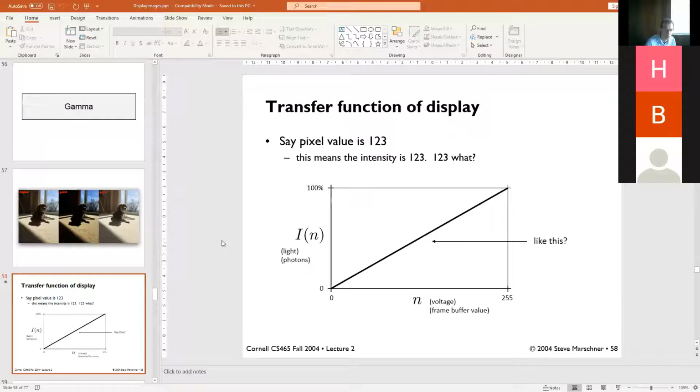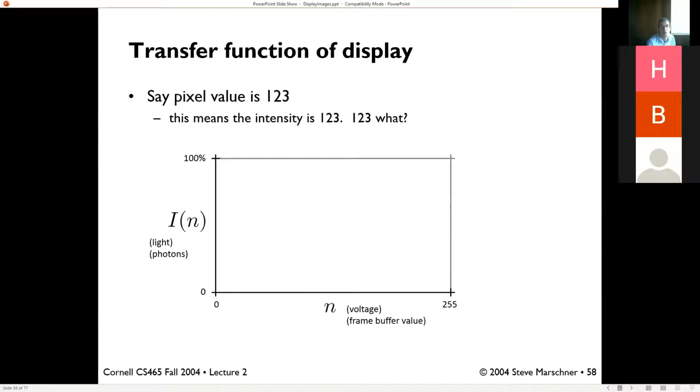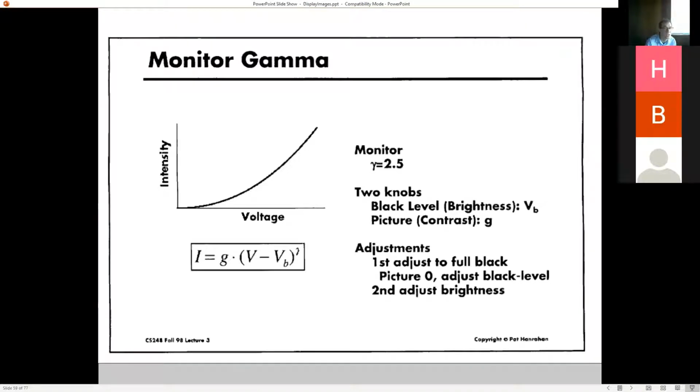Or does it look like something else? What does this curve look like? It turns out on CRTs, the curve looked like this. You put in voltage, and on CRTs you get increasing intensity. And this is a gamma curve of 0.25. You don't have to know this function, but this is what came out. There was a black level. This is the voltage, this is the voltage black level. There's a symbol here, gamma.